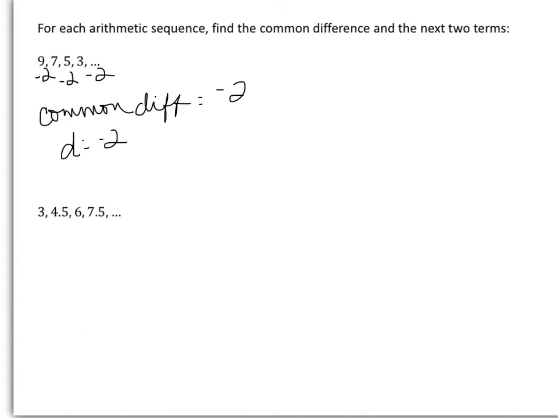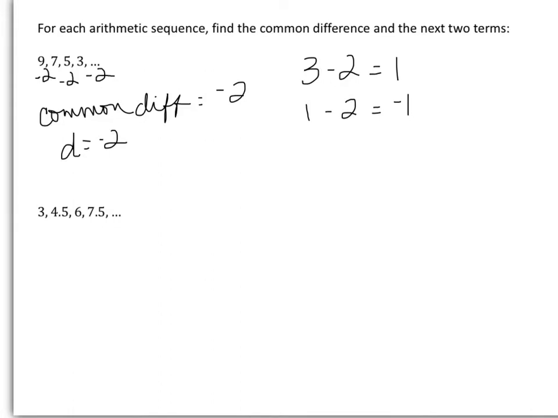So if I'm going to find the next two terms, I say 3 minus 2, that's 1. 1 minus 2 is -1. Unless we are told that this is a finite series or finite sequence, this can go on infinitely, which means that we can have positive and negative values.